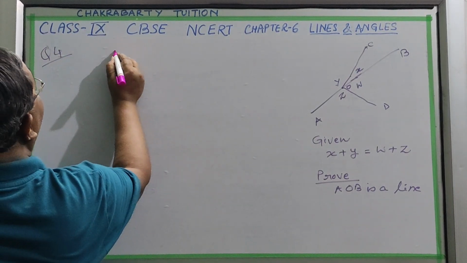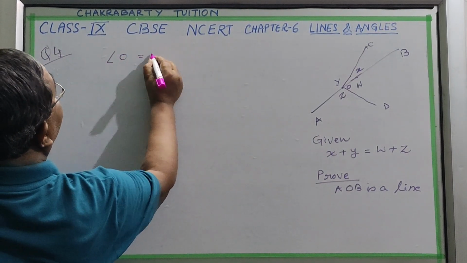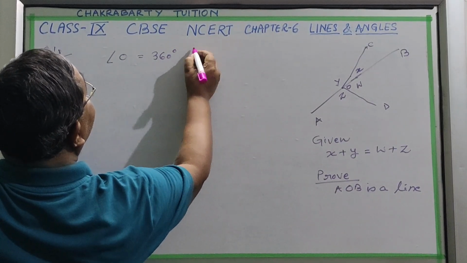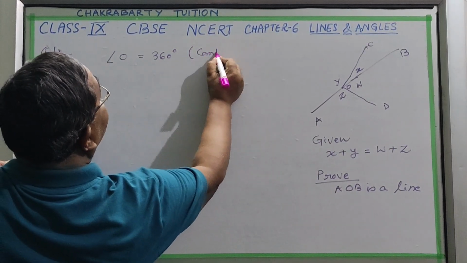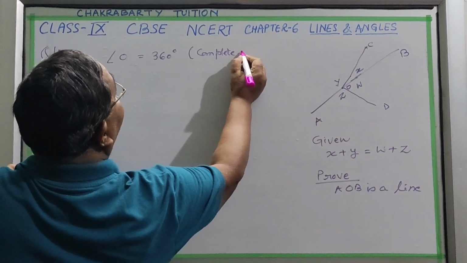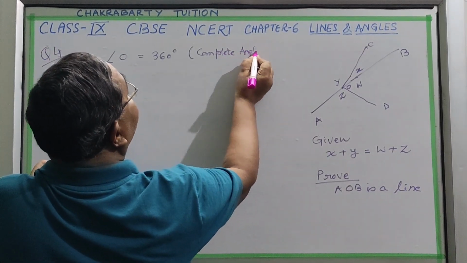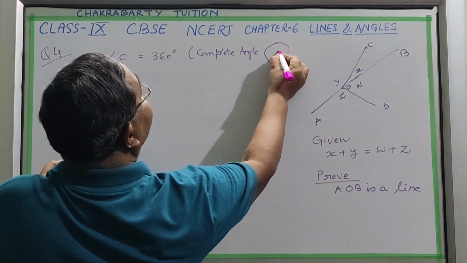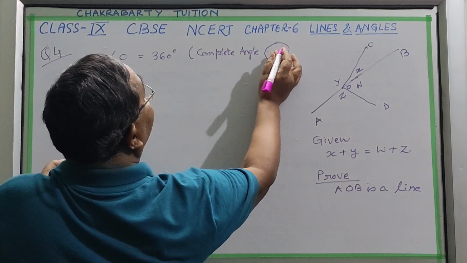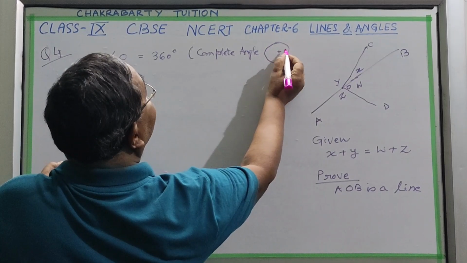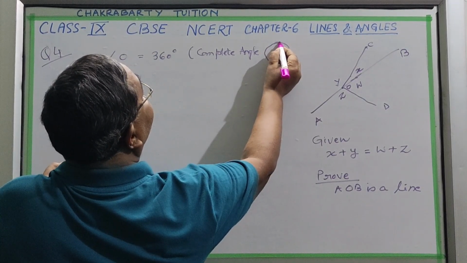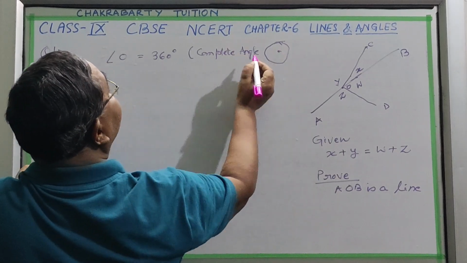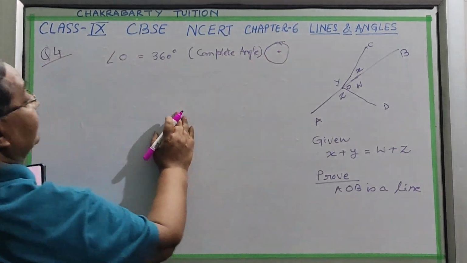So angle O equal to 360 degrees. What is it? It is a complete angle. Complete angle means if we make a circle, this angle here is always from here. If we go all the way around, this is 360 degrees. Okay, always it is 360 degrees.